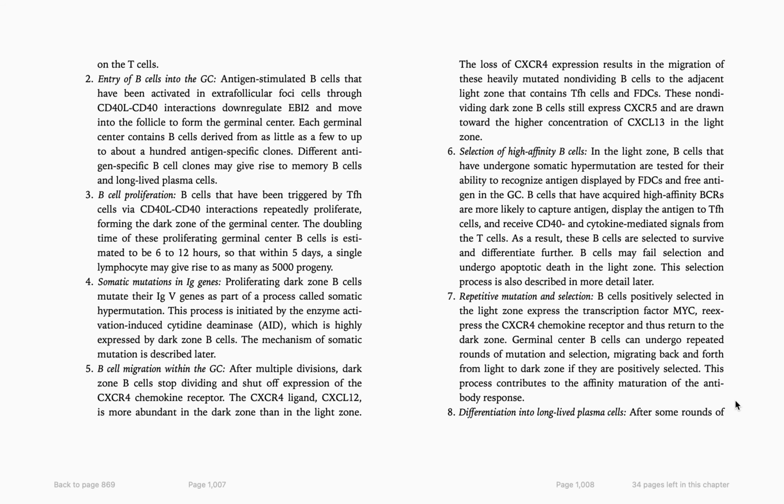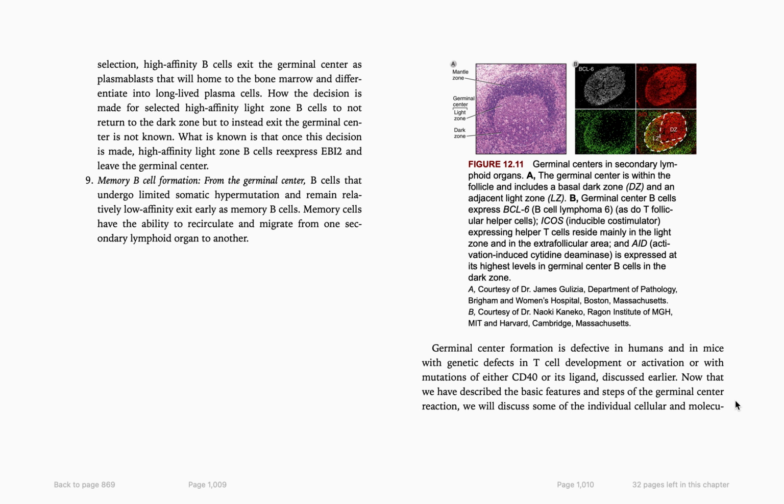Differentiation into long-lived plasma cell. After some rounds of selection with affinity, B cells exit the germinal center as plasmablasts that will home to bone marrow and differentiate into long-lived plasma cells. How the decision is made for selecting high affinity light zone B cells to not return to the dark zone, but instead to exit the germinal center, is not known.